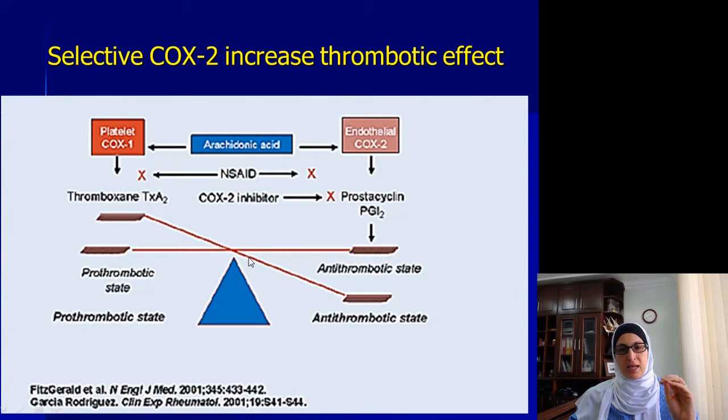So what happens by inhibiting the COX-2 and allowing the COX-1 is that the balance was tipped toward the thromboxane, and more thrombotic events took place.